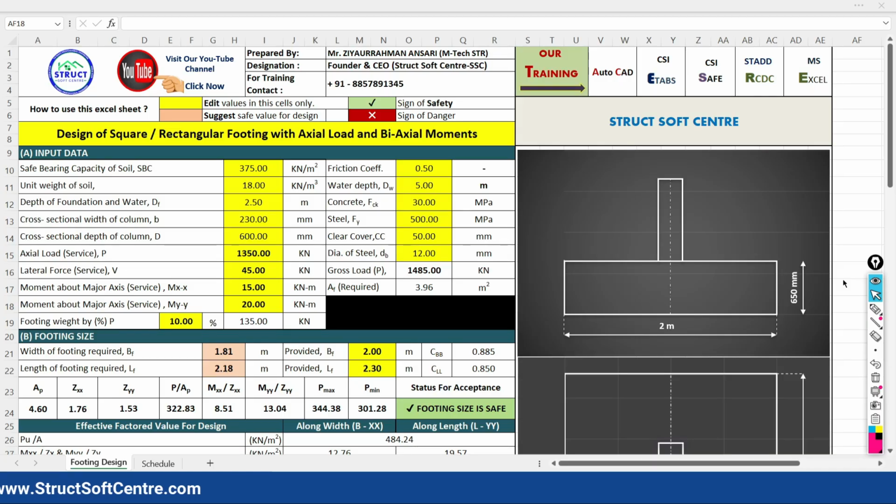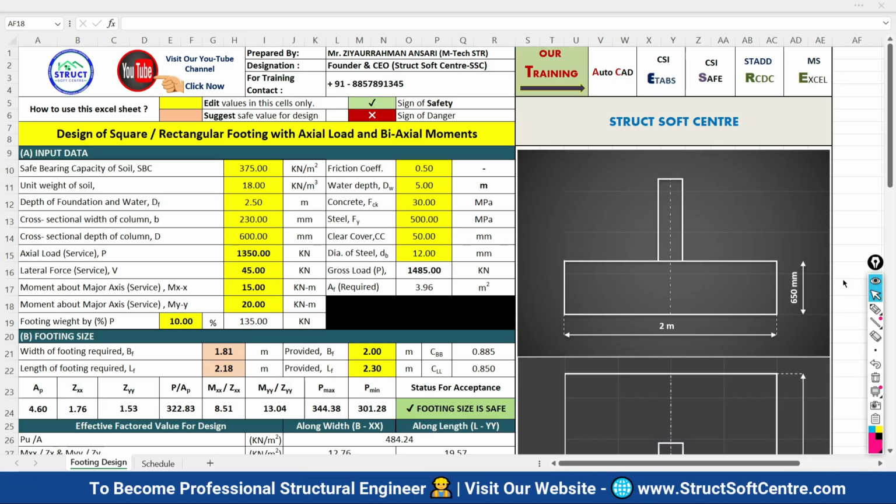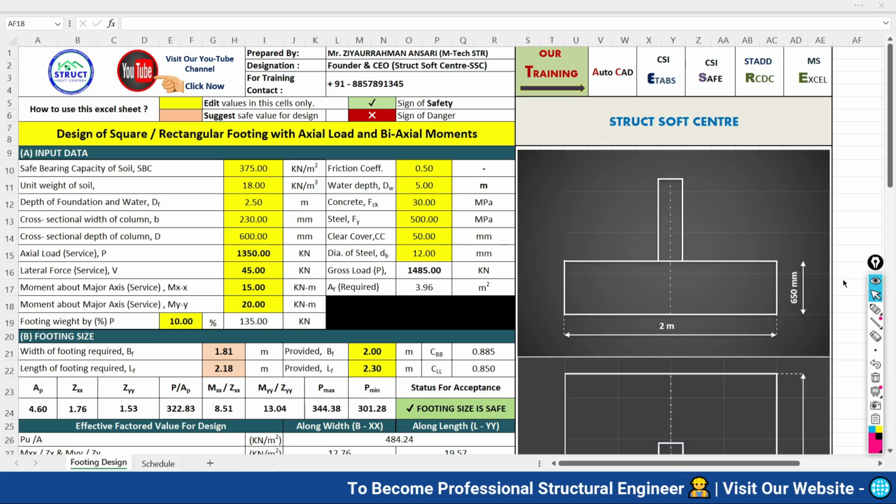In this video we are going to learn how to design an isolated square or rectangular footing when it is going to be subjected to axial load as well as biaxial moment or uniaxial moment. We are going to take the help of this spreadsheet for effectively designing this type of foundation in a short period of time. If you do the design by the manual approach, it will take a hell of a lot of time.